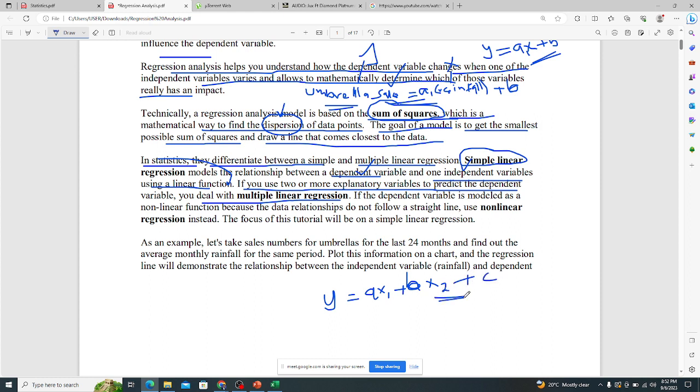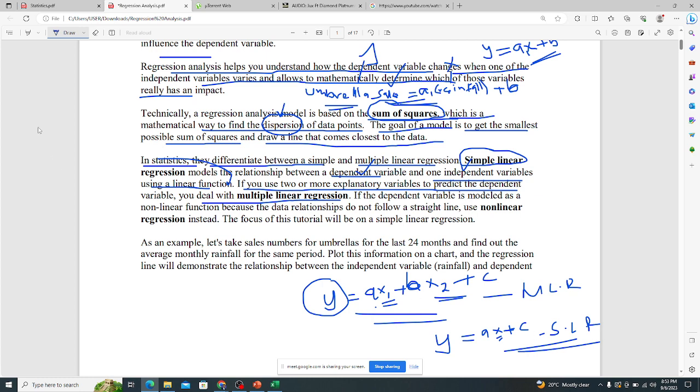So you can see in this case we have two independent variables predicting the output. So this is a multiple linear regression. Then for simple linear regression, we'll only have one independent variable. You can see we have only one value of x. So this is a simple linear regression. All right.